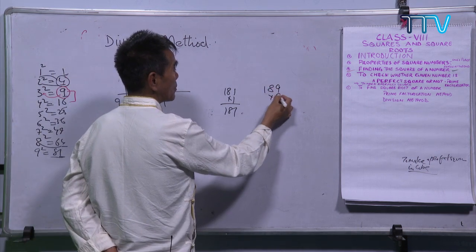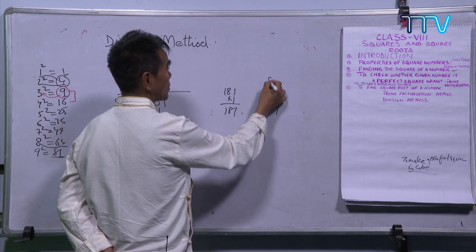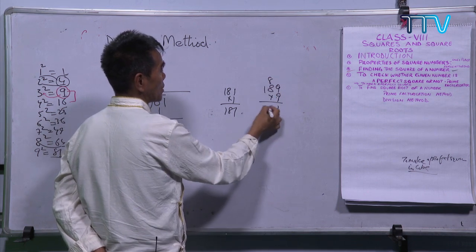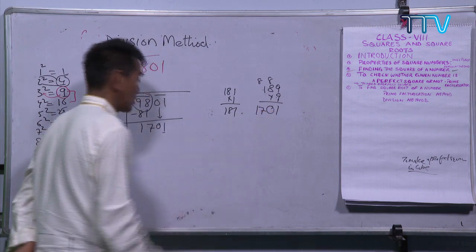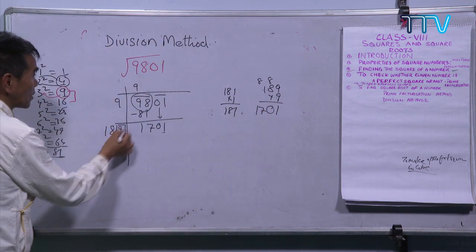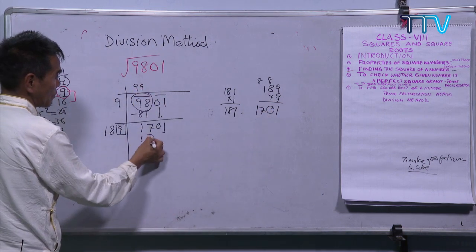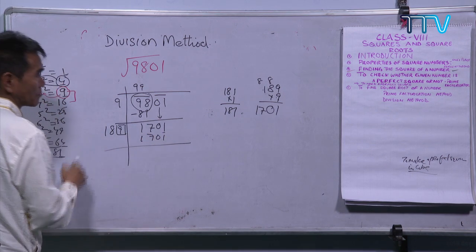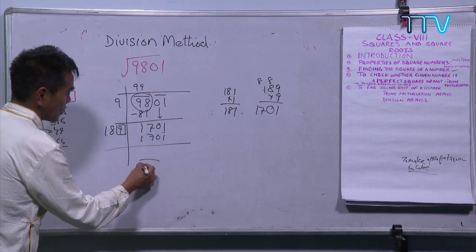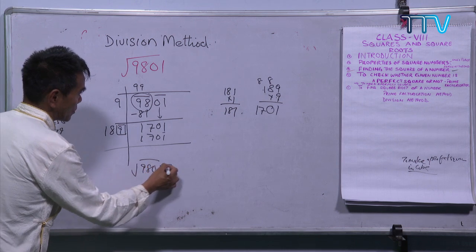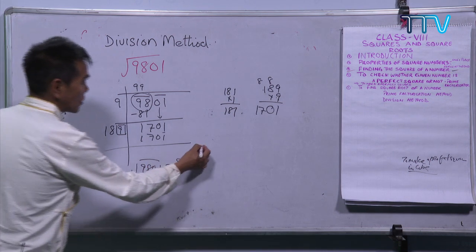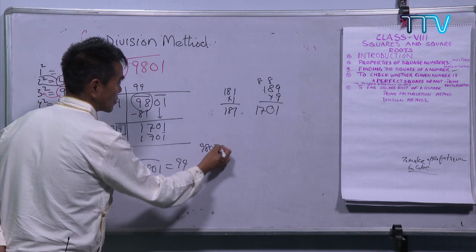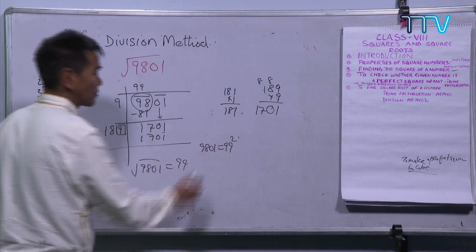189 you multiply by 9: 9 times 9 is 81, 9 times 8 is 72, 72 plus 8 is 80, so 1701. So put 9 over here and 9 over here. 1701. Therefore the square root of 9801 is equal to 99. Or you can write 9801 is equal to 99 squared.